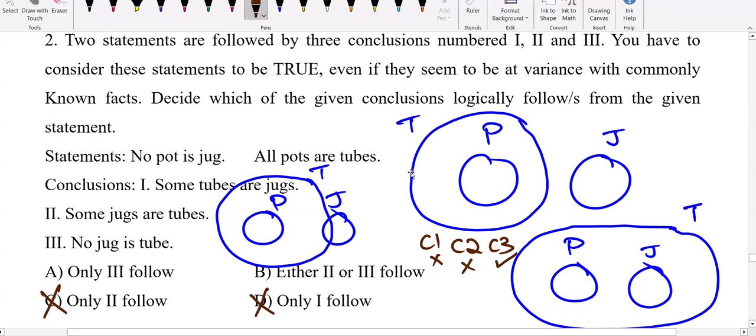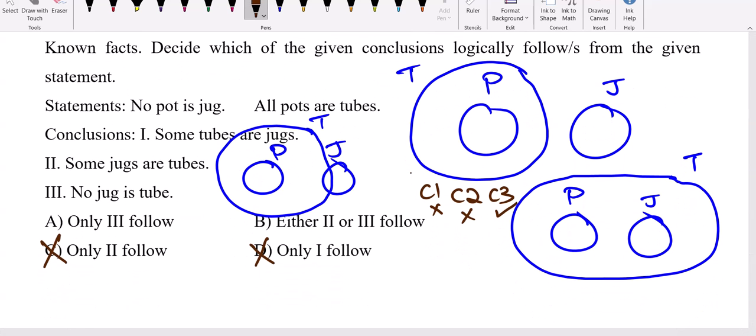Now, let's go for this diagram. So, in this diagram, what is this? Some tubes are jugs, yes. See, this is tube, or maybe you see this diagram also. This is tube. A part of that is occupied by jug. Yes, some tubes are jugs. First one correct. Some part of jugs are tube. Second one correct. No jug is a tube: wrong. There is jug connected.